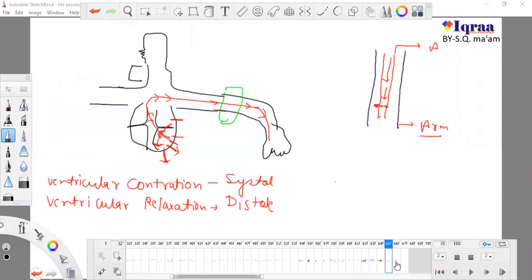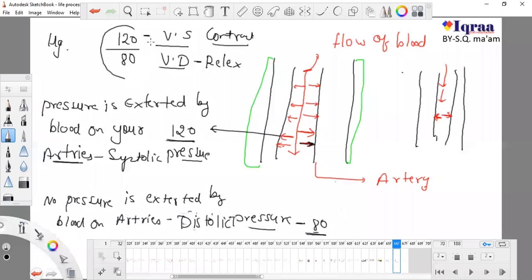Sometimes this is the accurate value, but it can be higher or lower depending upon the age. If you are an adult, that means your age is ranging from 16, 17 to 50, 55, that should be very ideal, but it can change if you have any disease, or if you are elderly, so it can shift according to age.